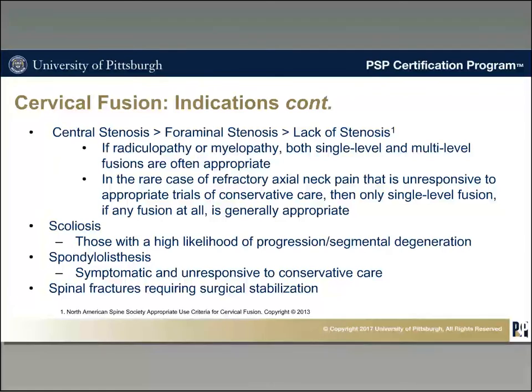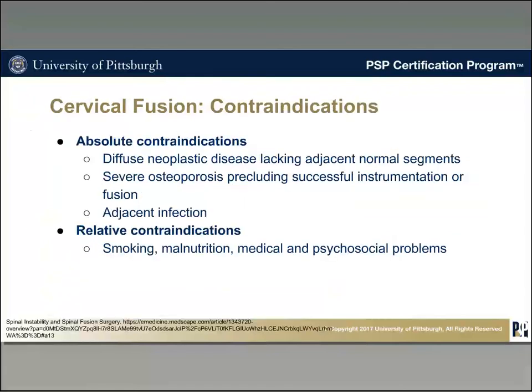In the rare case of refractory axial neck pain that is unresponsive to appropriate trials of conservative care, usually only single-level fusion, if any fusion at all, would be appropriate. Cervical fusion is also appropriate for certain cases of scoliosis, especially those with a high likelihood of progression or segmental degeneration, spondylolisthesis that is symptomatic and unresponsive to conservative care, and spinal fractures requiring stabilization.